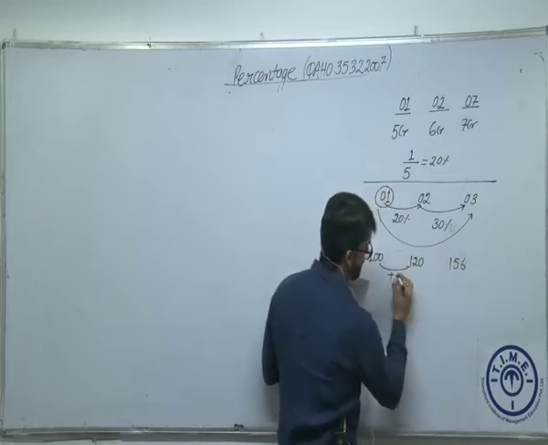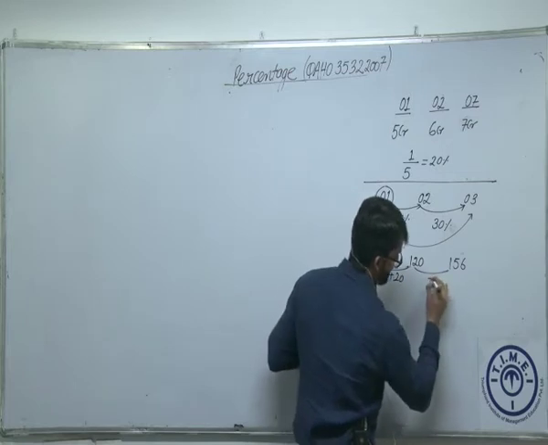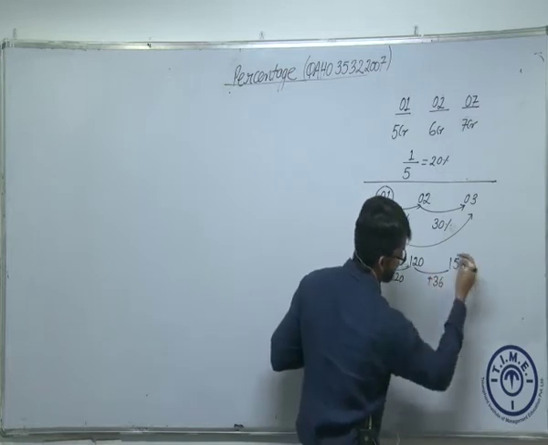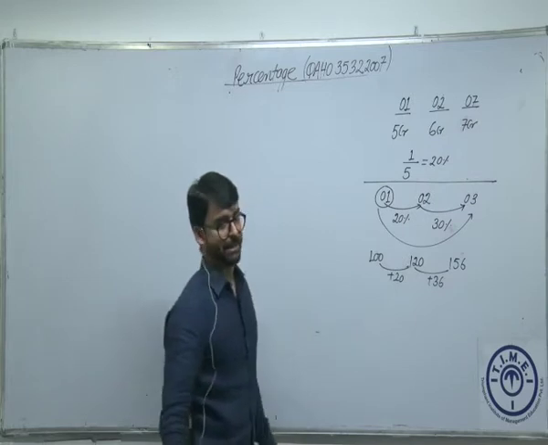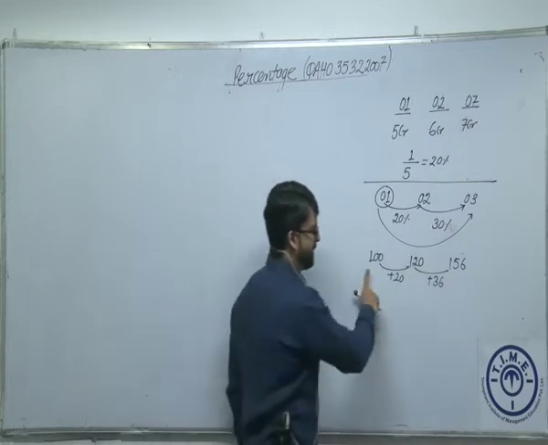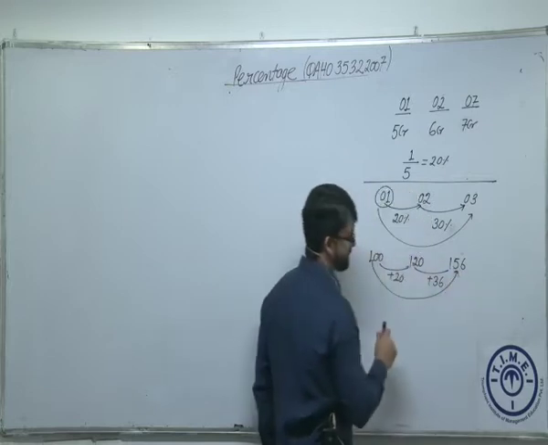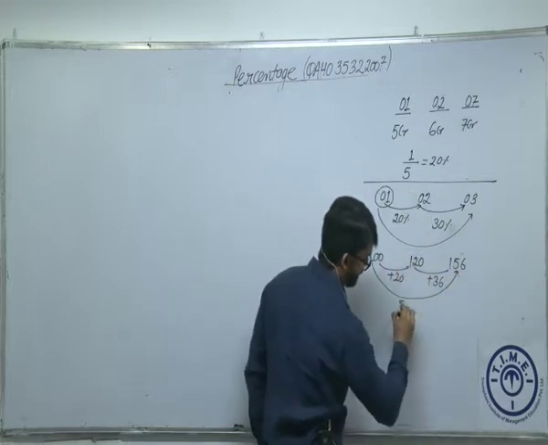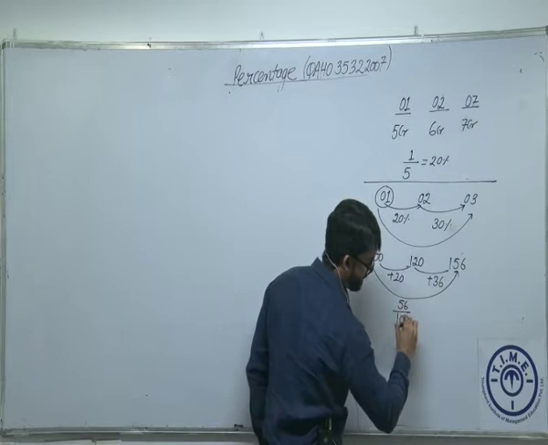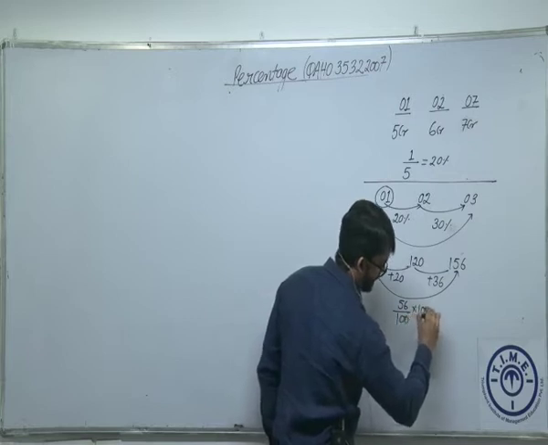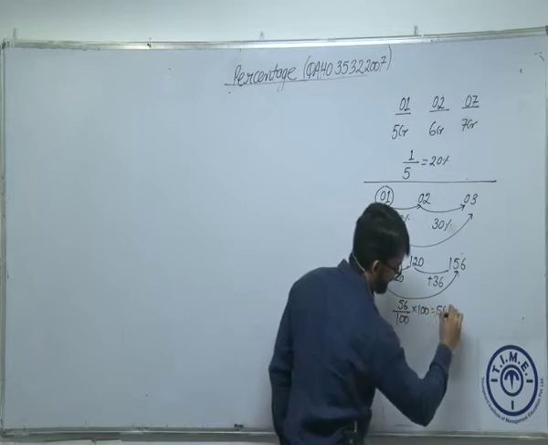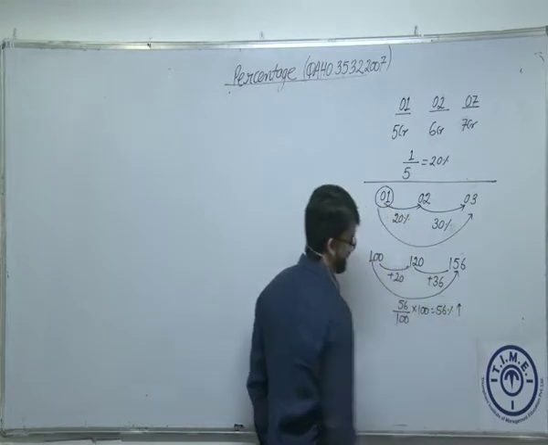How much was added here? 20. How much was added here? 36. So now the revenue is 156. If I want to compare this number with this number, from 100 something has become 156, by how much has it increased? 56. On what base? On 100, into 100, which is equal to increased by 56%.